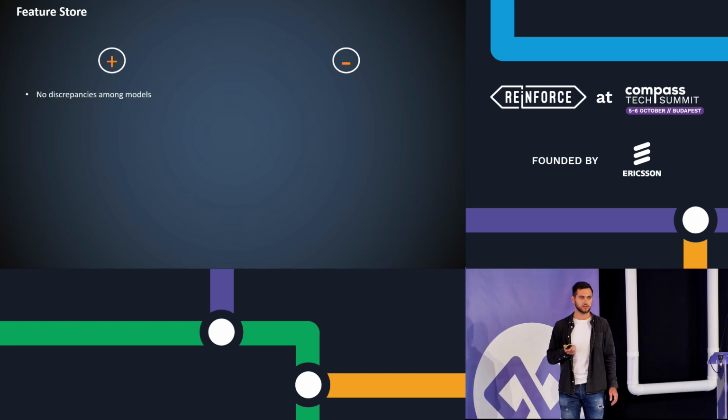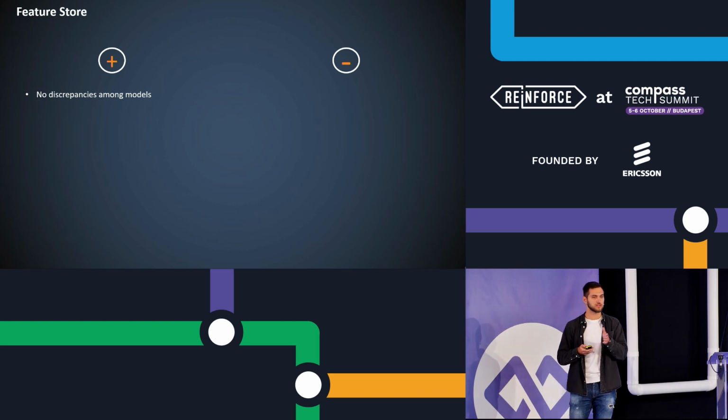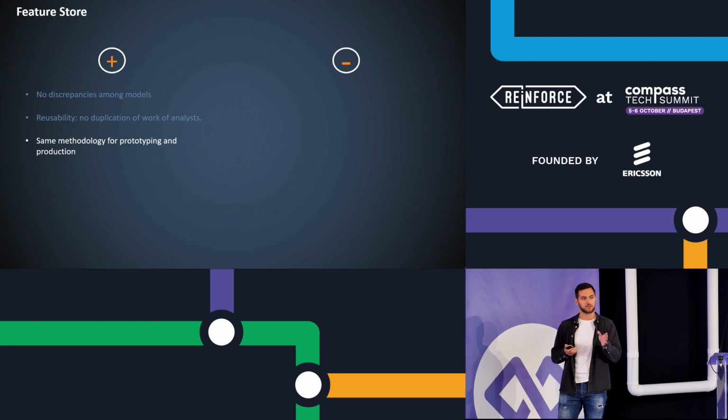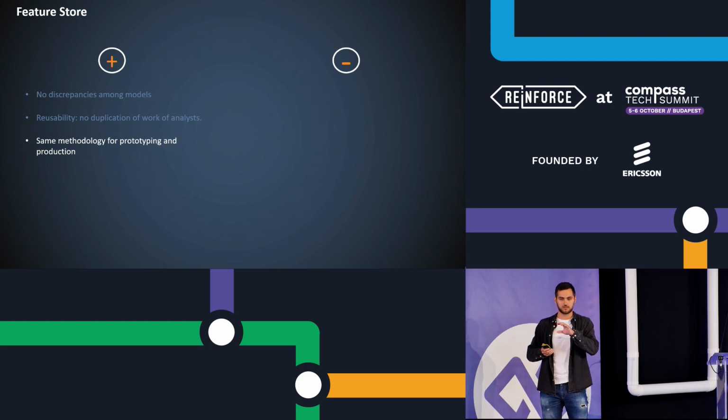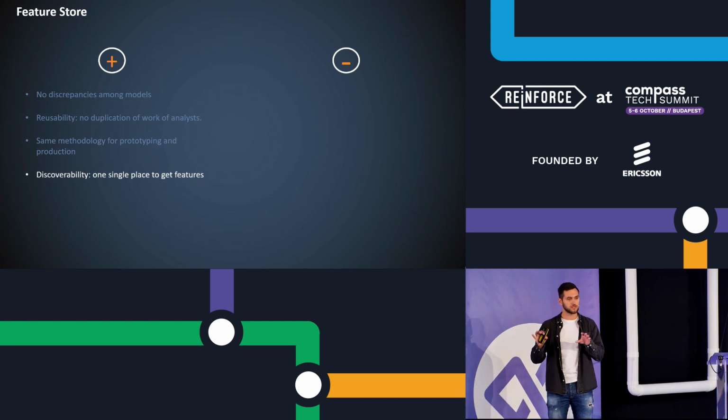What are the pros and cons of a feature store? The first pro is no discrepancies between the models. If your feature is called how much money customers spend in 3 months, it will have the same meaning for each of the models, for each of the data scientists, and it will be very clear for business managers as well. They understand what you mean. Then reusability. Everyone can reuse all these features, all these calculations. Same methodology for prototyping and training. Do you remember that last disadvantage of the separated approach, that in training the feature is good, in production it's too heavy? This is about this. Discoverability, you can find all these features in the same place.